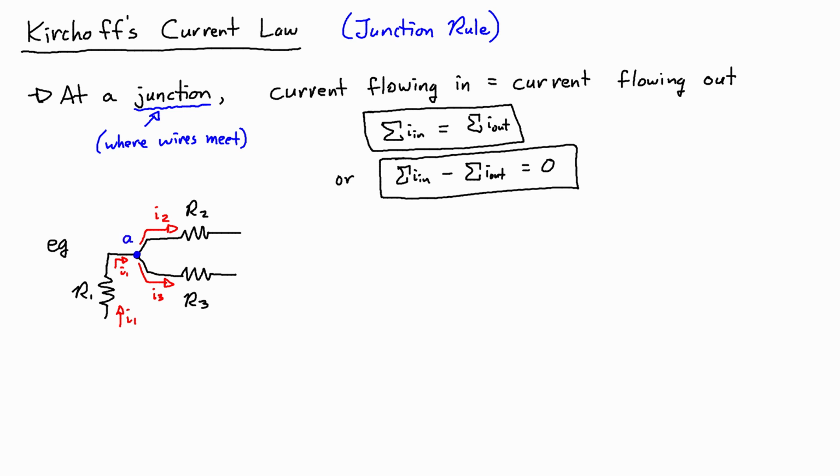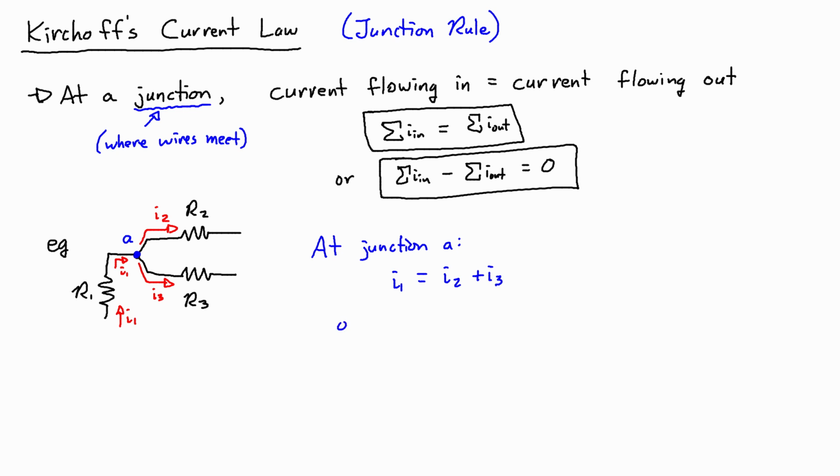Often on this circuit diagram, I would label the junction. In this case, I would call it junction A, just because using lowercase letters tends to not clutter things up too much on the diagram. If I label that, then I can say at junction A, the current in is equal to I1, and the current out is equal to I2 plus I3.